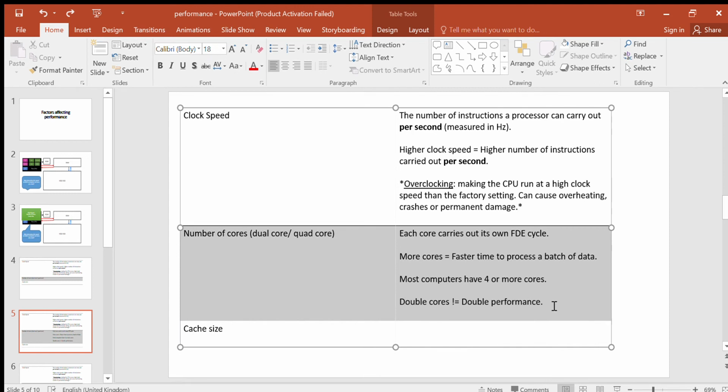Now, there's two reasons for this. Firstly, part of the CPU processing power needs to coordinate the activities between the other cores. So part of your processing power, or part of your fetch-decode-execute time, will be spent on that coordination. The second thing is, not all tasks can just be split up. Say you've got a quad core, you can't just split whatever you're doing into 4 equal parts.